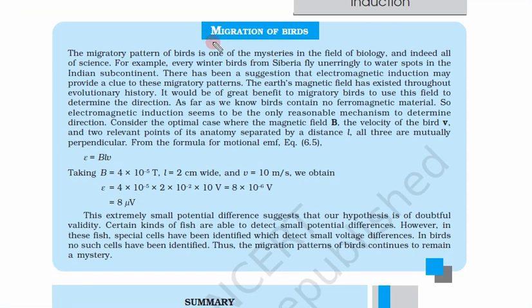Next is this. I found this interesting. So that's why we are discussing this thing. This is very interesting. The migratory pattern of birds is most mysterious in the field of biology and indeed all of science. For example, every winter birds from Siberia fly unerringly to water spots in the Indian subcontinent. So we all know that birds come from Siberia to India, especially in winter, because winter there is very cold, and they do it without any error.